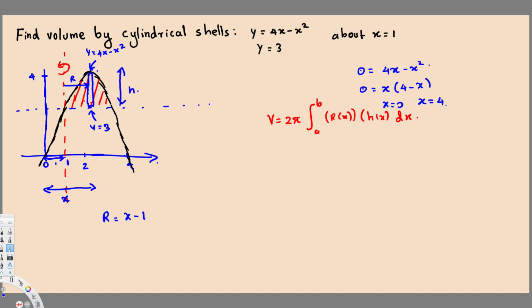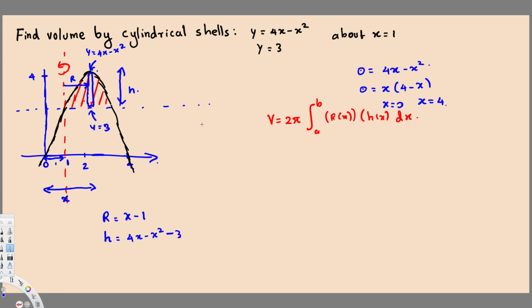If we subtract both of them, that's going to give us the height. So let's write the height in terms of x. This is going to be 4x minus x squared minus 3, and that's going to be the height. Now we can go ahead and plug it in this equation, but before we do that, we have to know the limits of integration, right?